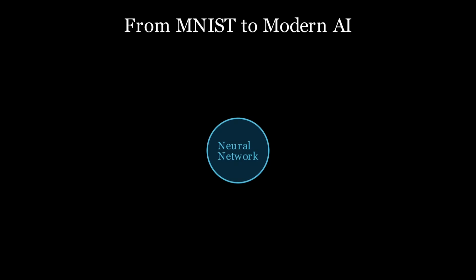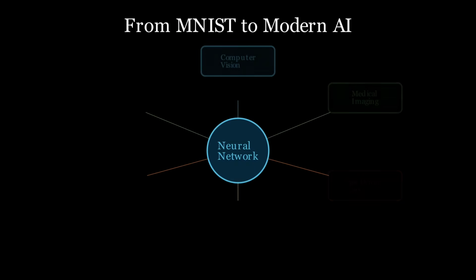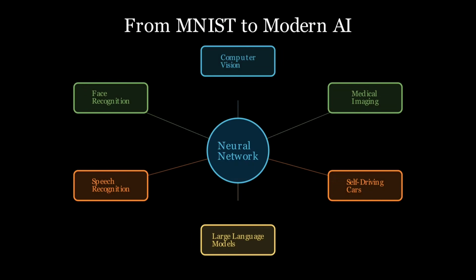In this project, we trained a neural network to recognize handwritten digits. While this project may seem simple, the core ideas are used throughout modern artificial intelligence. Computer vision systems use neural networks to understand images and videos. Medical imaging models help doctors detect diseases from scans. Self-driving cars use deep learning to understand roads, vehicles, and pedestrians. Face recognition systems identify people from photographs and video streams.